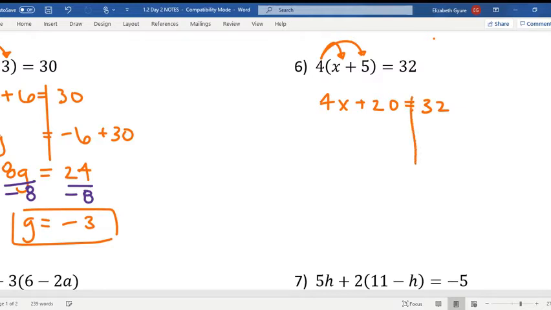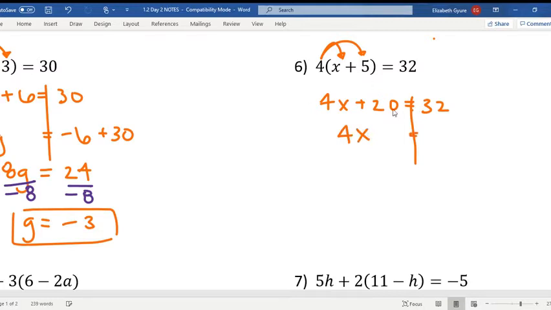Now I can do my 2 columns if I want. Corey, should 4x stay or go? Well, what do we want on the left? We want numbers or letters? Letters. So does 4x have a letter? So it should stay there. Does that make sense? Okay. So leave your 4x where it is.